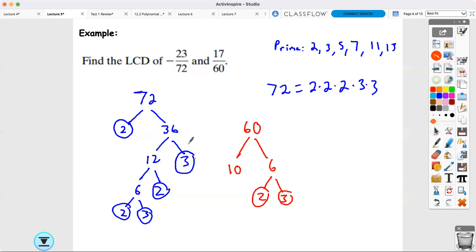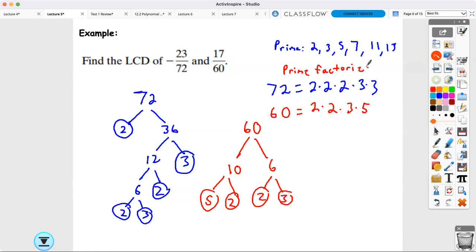10 is what two numbers multiplied? 5 times 2, and those are both on the list here. So 60 is equal to 2 times 2 times 3 times 5. Does everyone see how we made the prime factors? Now these right here on the right side are called prime factorizations. That's what we just did right now.